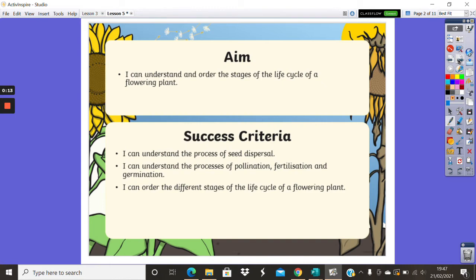Okay, so the aim is to understand and order the stages of the life cycle of a flowering plant. And the success criteria: you will be able to understand the process of seed dispersal, and you can understand the processes of pollination, fertilization, and germination. And you can order the different stages of the life cycle of a flowering plant.